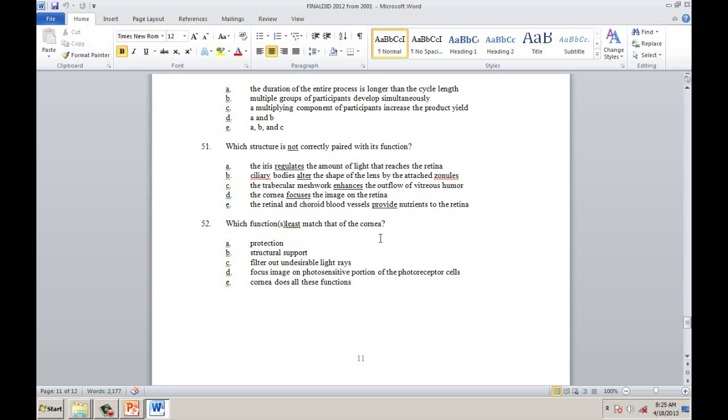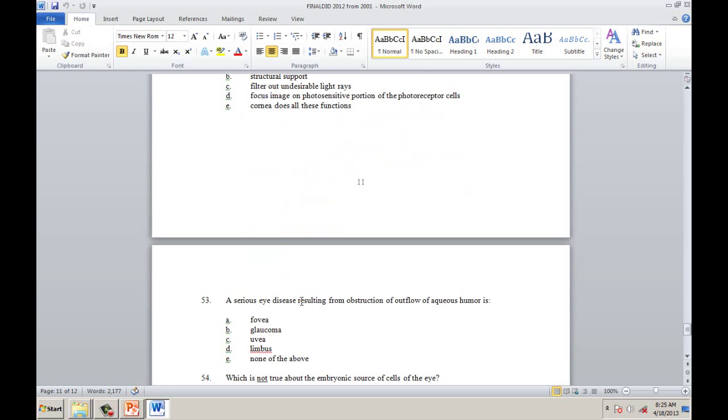Which function matches that of the cornea least? Protection, that matches, so that's not it. Structural support, it is a structural support layer. Filter out undesirable light rays, it does that too. Focus the image on the photoreceptor portions, false. The lens does that. Cornea does all these other functions. So the answer, the one that least matches, is D.